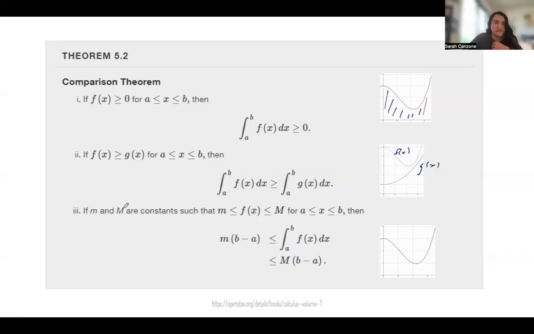And then we also have this last one: if lowercase m and capital M are constants, such that lowercase m is less than f is less than capital M on your interval, then we know this fact right here, that m times b minus a is less than or equal to the integral, which is less than or equal to capital M times b minus a. All right. And this is something that, again, you probably won't need to know too much, but it's just an interesting thing to note.